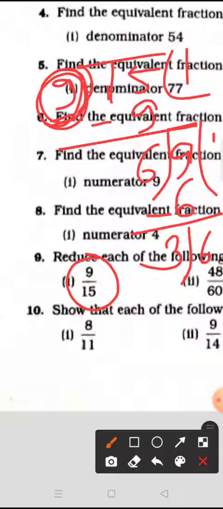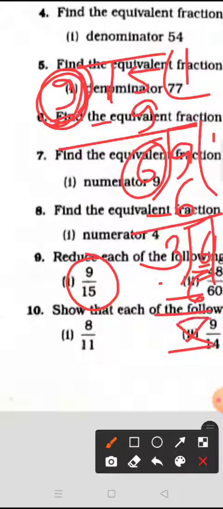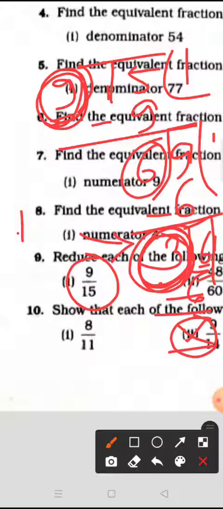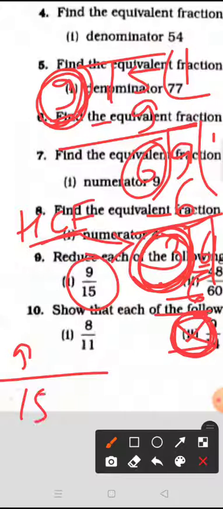Now comes 6. How many times does it go? Now take this number as a dividend. 3 2s are 6. So here the remainder becomes 0. It means this number is your HCF, because at this number your remainder becomes 0. So it's the HCF.